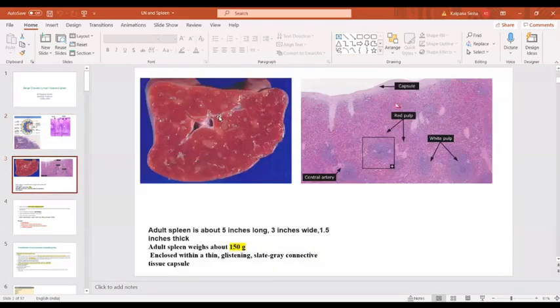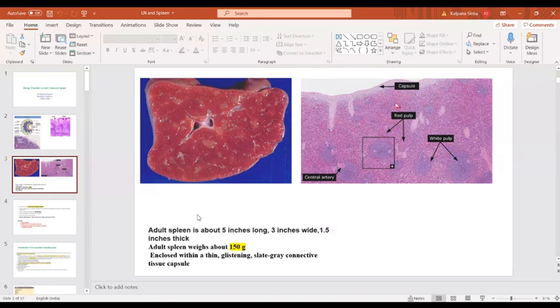So you can see this is the normal cut surface of spleen. So there are two areas. These white pale areas are known as white follicles, and the majority of the portion is red pulp. So the normal weight of the spleen is 150 grams, and it is 5 by 3 by 1 inches in dimension.